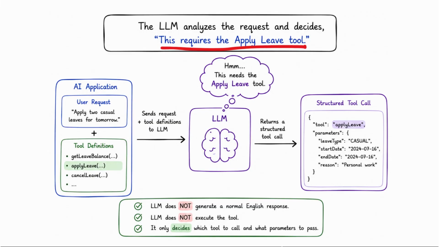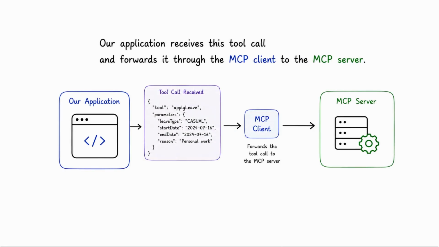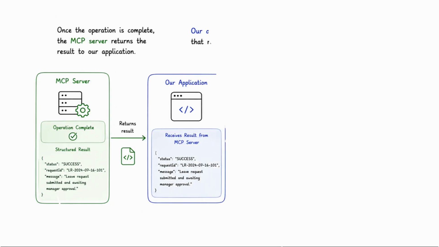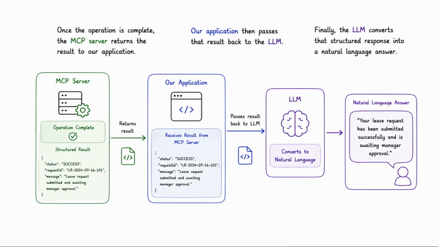Instead of generating a normal English response, it generates a structured tool call containing the tool name and the required parameters. The LLM does not execute the tool, it only decides which tool should be called and what information should be passed. Our application receives this tool call, forwards it through the MCP client to the MCP server. The MCP server validates the request, authenticates the user, checks permissions, calls the leave service, and waits for the response. Once the operation is complete, the MCP server returns the result to our application.